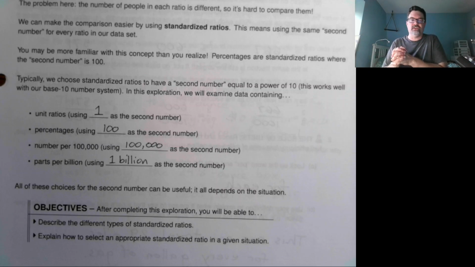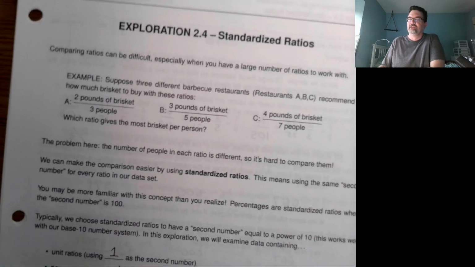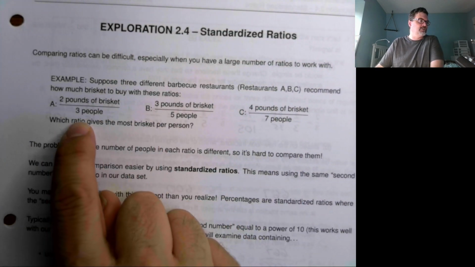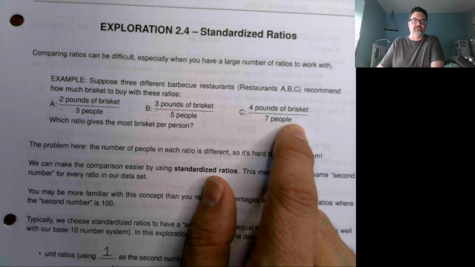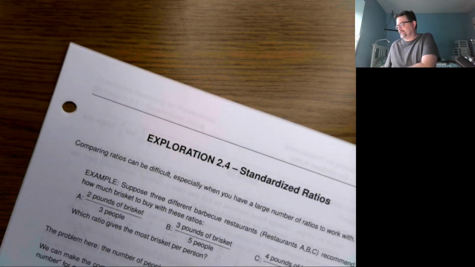And the point of standardized ratios is that they make things easier to compare. These non-standard ratios with different second numbers make things hard to compare. Standardized ratios, on the other hand, make it easier.